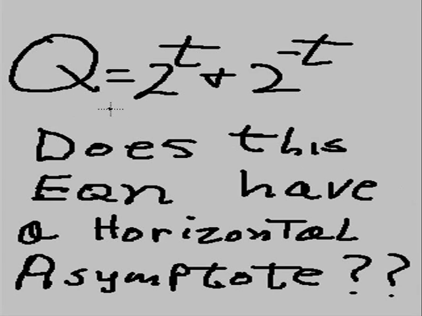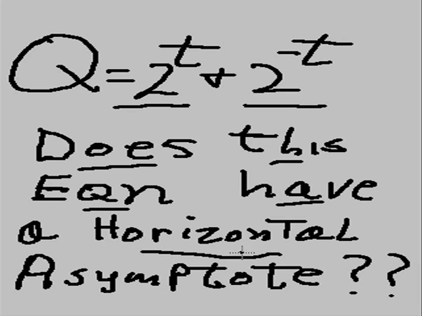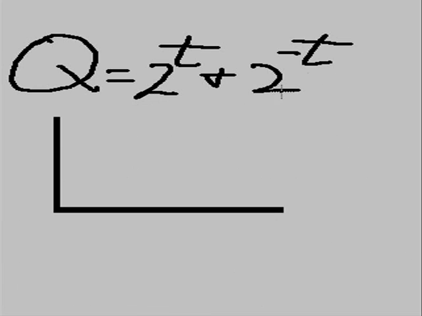Alright, so here we have q equals 2 to the t power plus 2 to the negative t power. Does this equation have a horizontal asymptote? Well, let's evaluate these two parts.